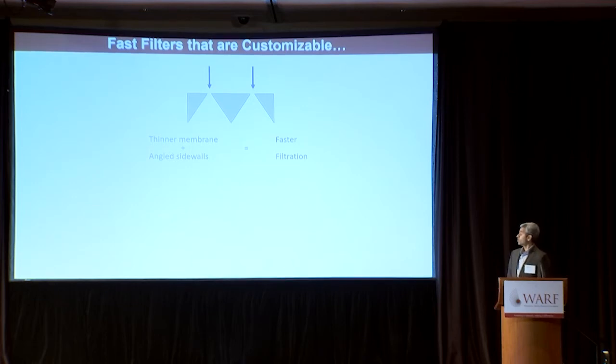So not only can we filter things more rapidly, it also turns out the technique that we use for creating the pores in these thin membranes allows us to change the shape of the pores, the opening shape. And therefore, that allows us to customize these membranes to sort different objects by their shape in addition to their size.